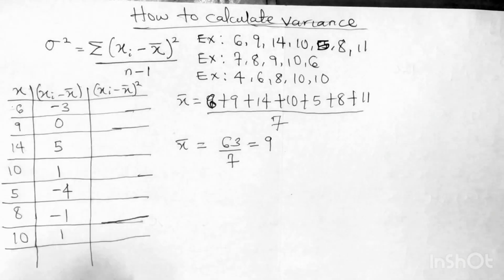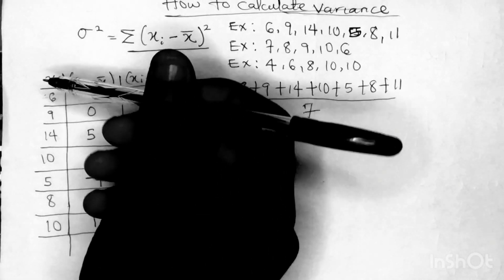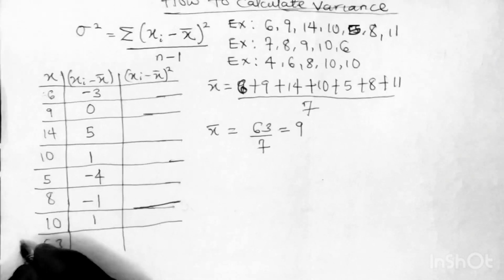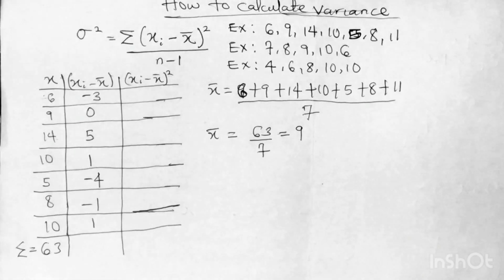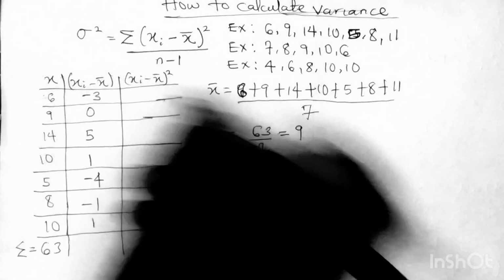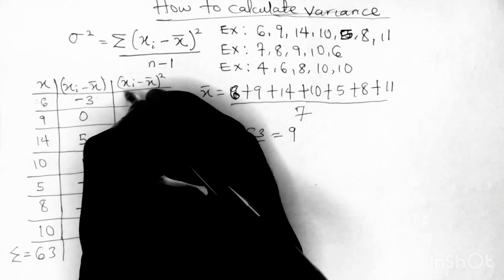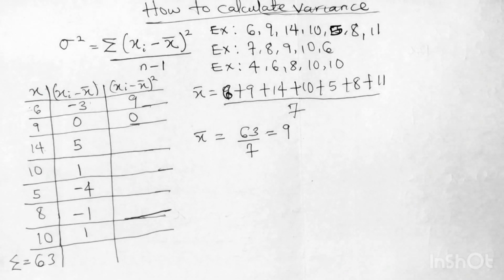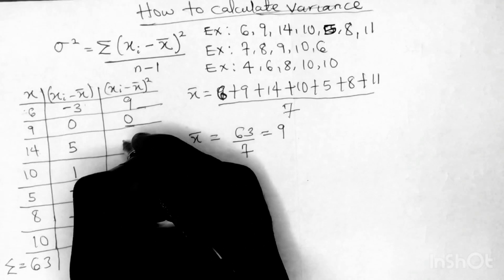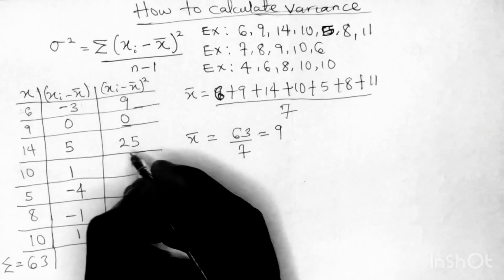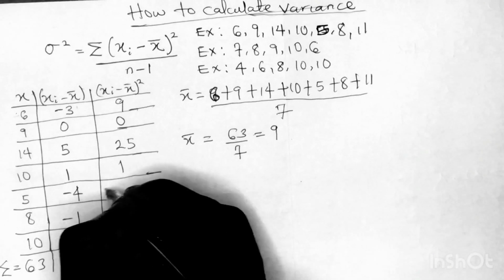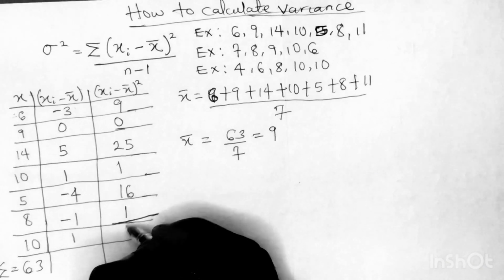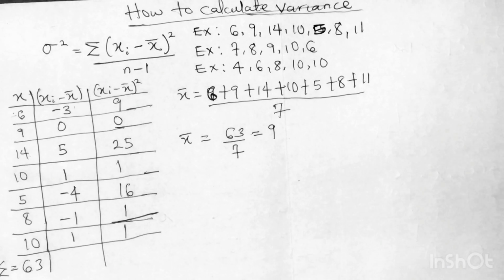So I already know that the summation of my x is 63, because I've added it here. Then square this, I'll get 9, because if you square minus 3, you get 9. This will be 0. All right. Then 5, if you square 5, you are going to get 25. Square 1, you get 1. Square minus 4, you get 16. Square minus 1, you get 1. And then square 1, you also get 1. I get what I'm saying now.